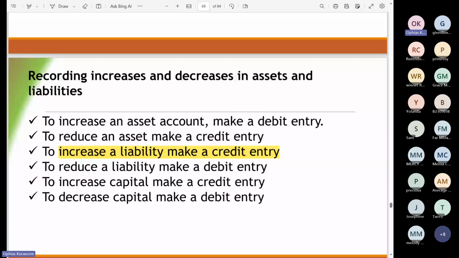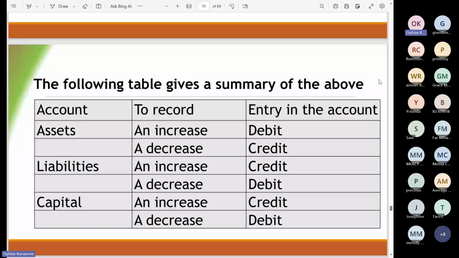The following table gives a summary of the above. Account to record, entry in the account: assets, an increase, debit; assets, a decrease, credit. Liabilities, an increase, you credit; a decrease, debit. Capital, an increase, you credit; a decrease in capital, debit.